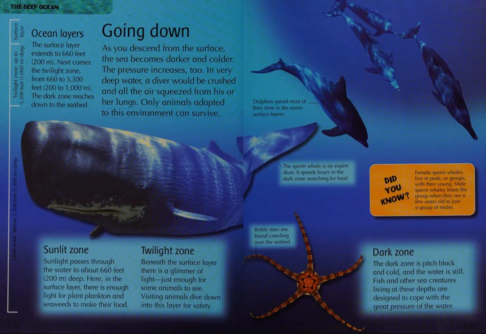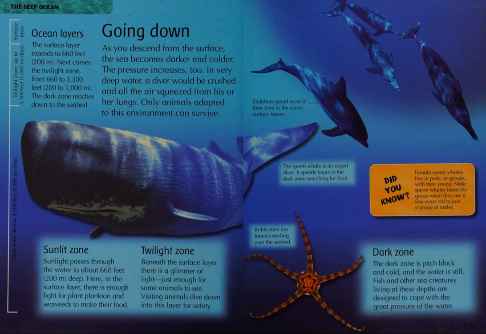The sperm whale is an expert diver. It spends hours in the dark zone searching for food. Did you know? Female sperm whales live in pods, or groups, with their young. Male sperm whales leave the group when they are a few years old to join a group of males.